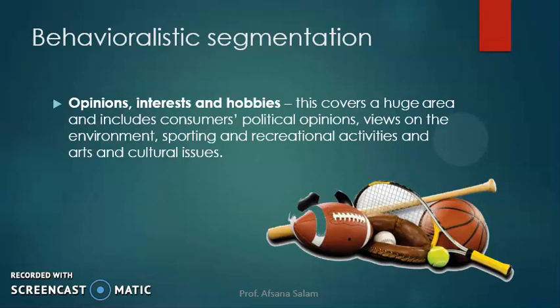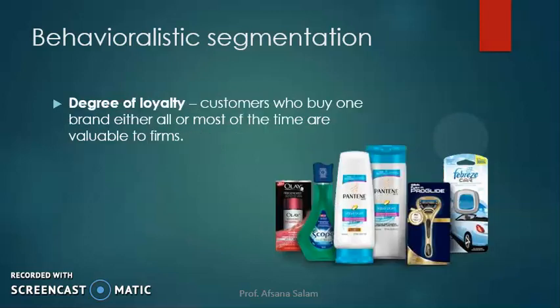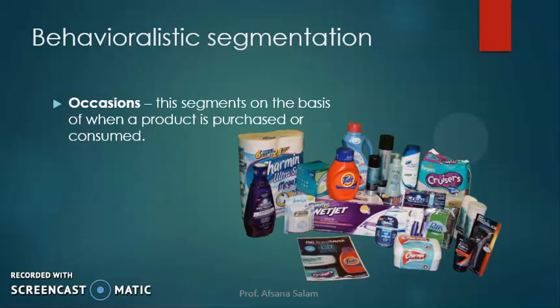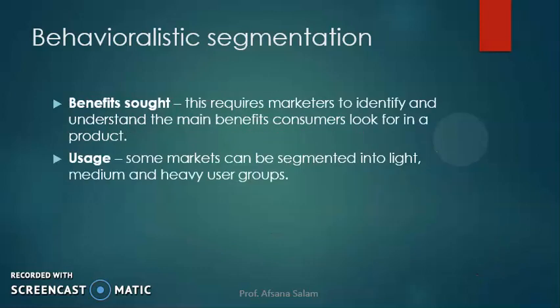If I see it individually, as I said, for example, a sports person, their requirement will be different. If they are good at drawing, their requirement will be different. And degree of loyalty: I always purchase Pantene or if I always purchase Sunsilk, they will be buying again and again the same thing, that is degree of loyalty. And those who occasionally purchase a few things, that becomes occasions. And then the benefits sought: this requires the marketer to identify and understand the main benefits customers look for in a product. The usage of the product is also important.